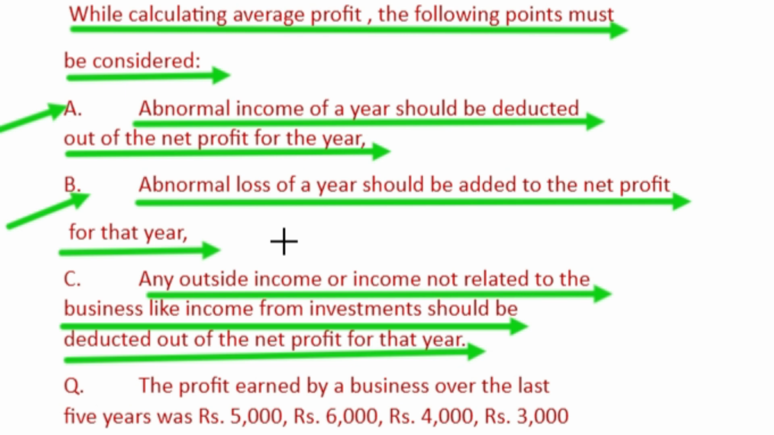That is, after giving the effect of plus amount and minus amount of all these abnormal income, abnormal loss, and any outside income included, the balance which is obtained is the normal profit, and that normal profit is to be taken for valuation of goodwill.